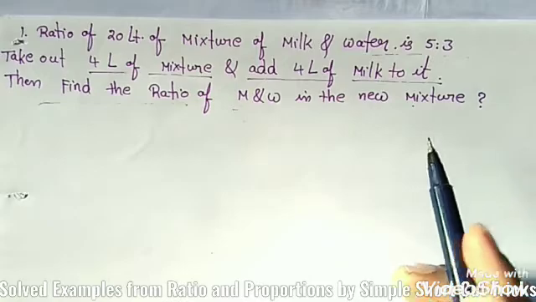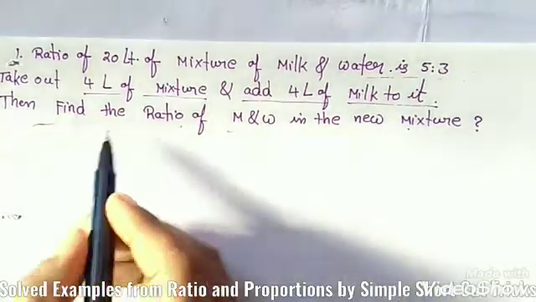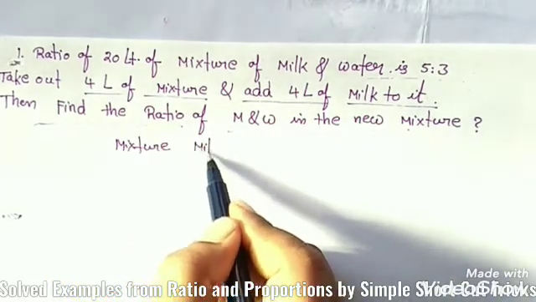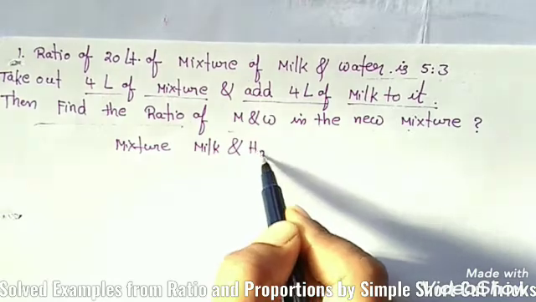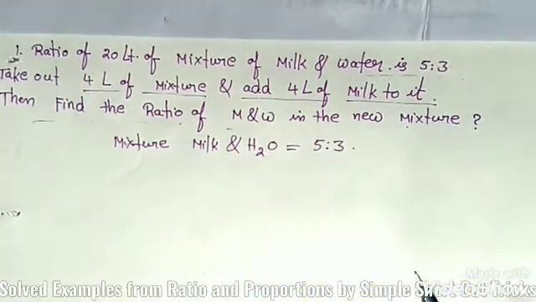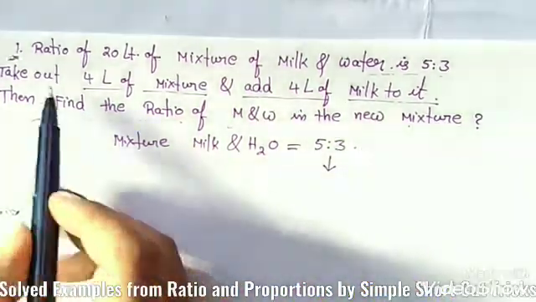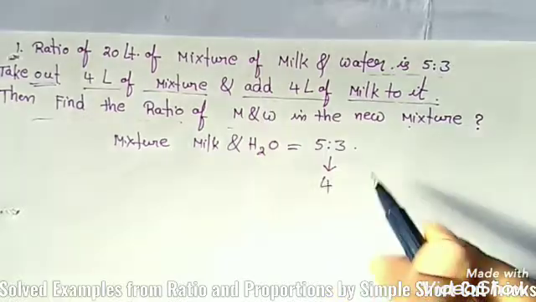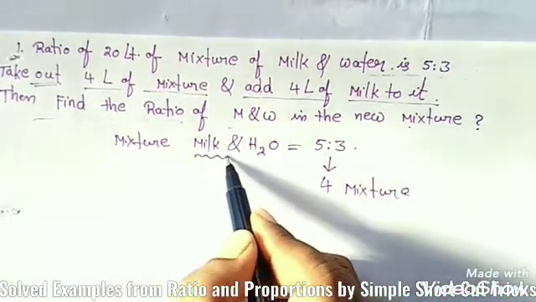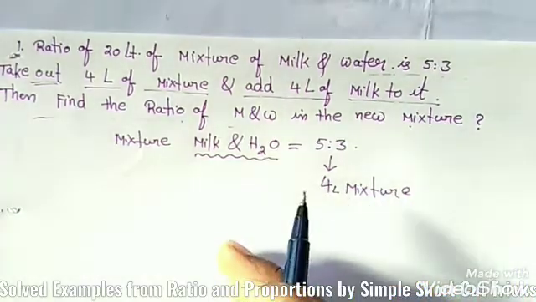So you have to understand the question first of all. Here is 20 liters of a mixture of milk and water, initially in the ratio of 5:3. From this mixture, we have to take out 4 liters of mixture. So it is already a mixture of milk and water, and from this we take out 4 liters.